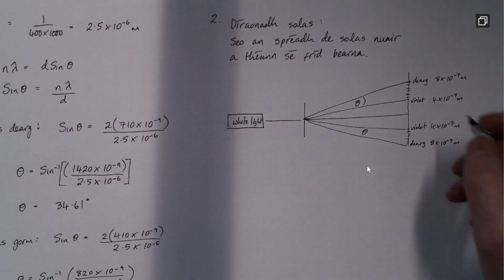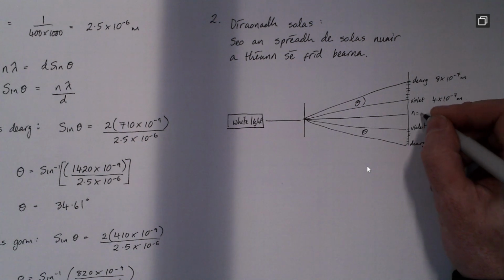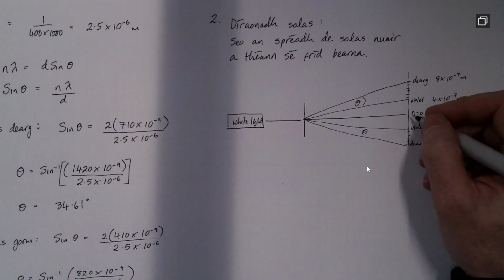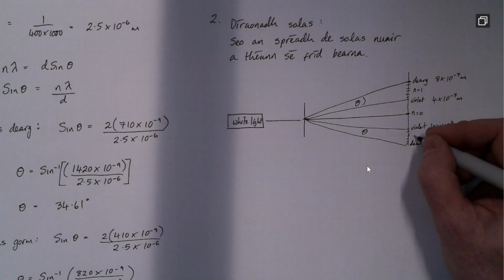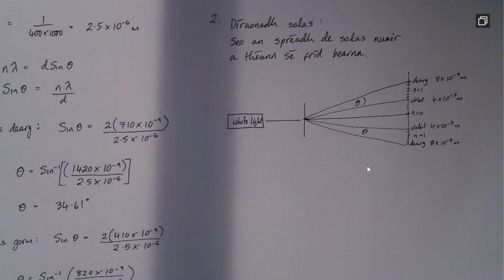So that should be your n equals 0. And then you have n equals 1, and then n equals 2, and they spread out. So the angle gets bigger as they spread out. Right. Now, why is dispersion greater in the higher orders?